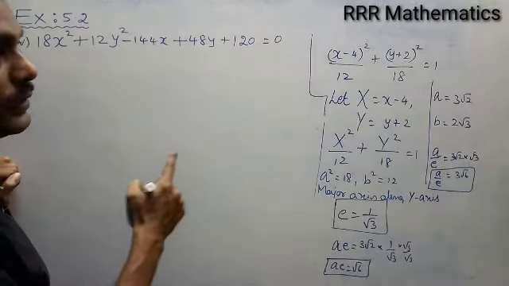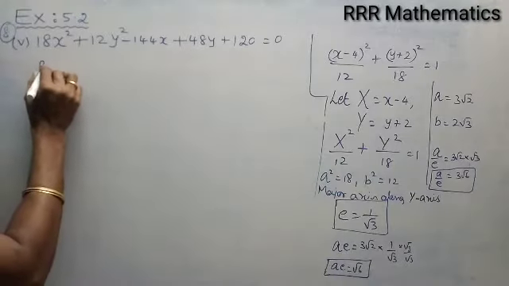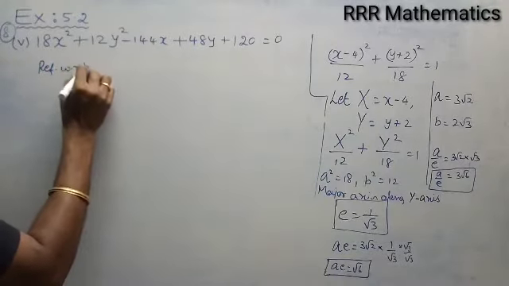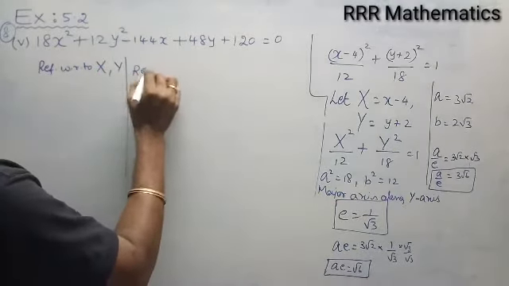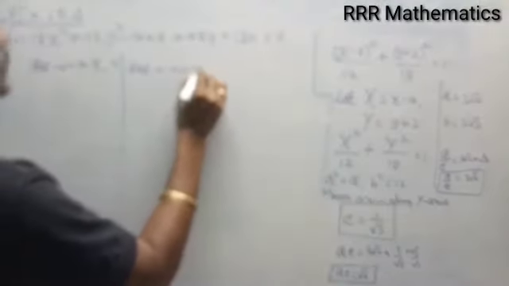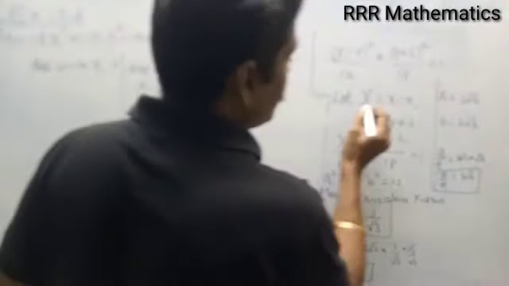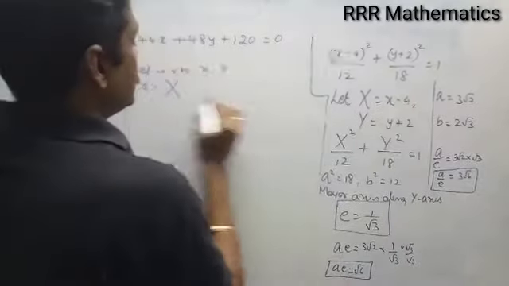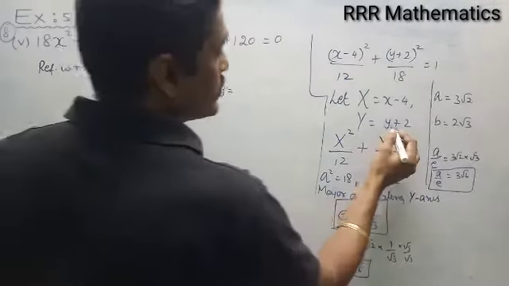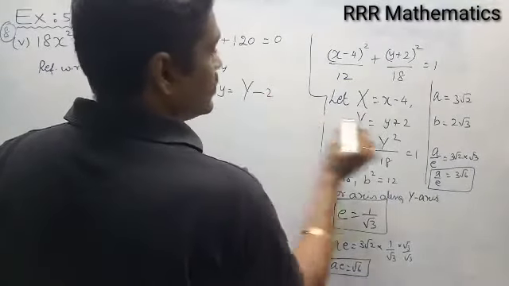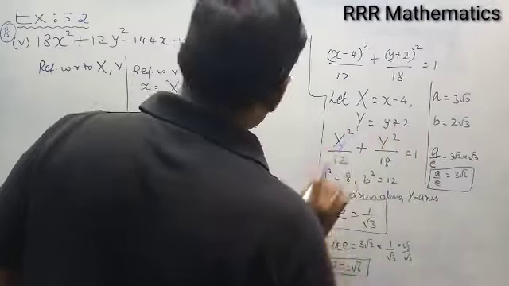Now prepare a table with respect to capital X, capital Y and small x and small y. Reference with respect to capital X, capital Y. Reference with respect to small x and small y. What is small x? Small x will be capital X, and this minus 4 comes here as plus 4. What is small y? Small y will be capital Y minus 2. This is small y, capital Y, and when this plus 2 comes here, it becomes minus 2.